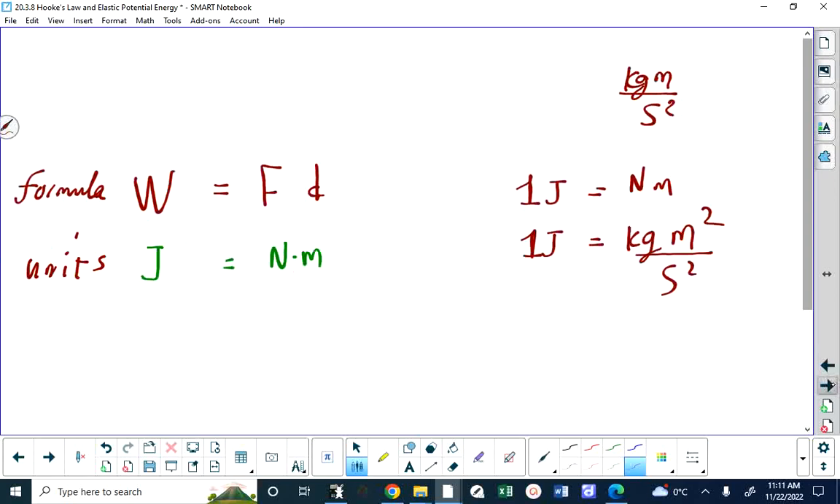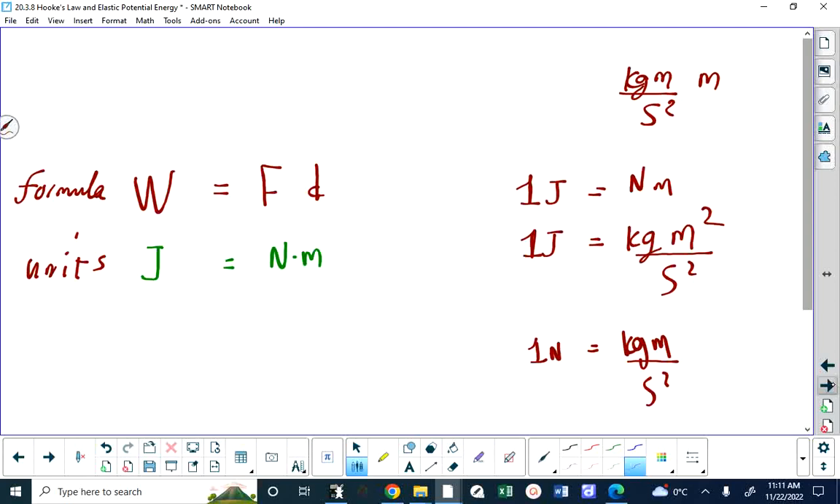And I'm going to take that Newton and multiply by a meter, so I get kilogram meter squared per second squared. The units of a Newton are the same as a kilogram meter per second squared, and the units of a joule are the same as a kilogram meter squared per second squared.